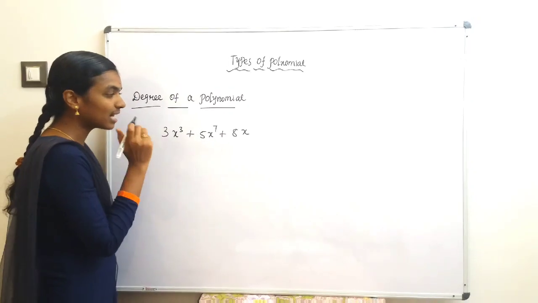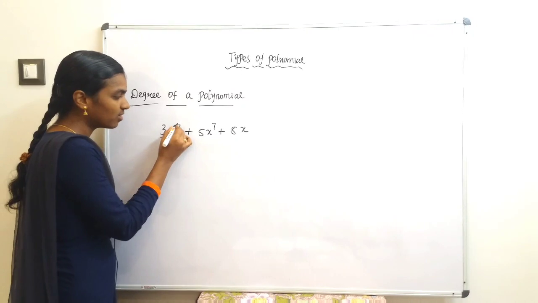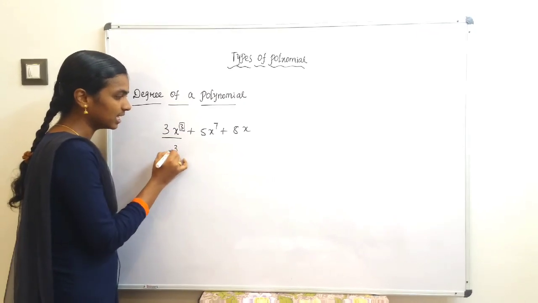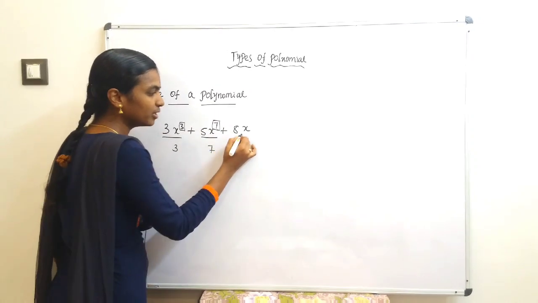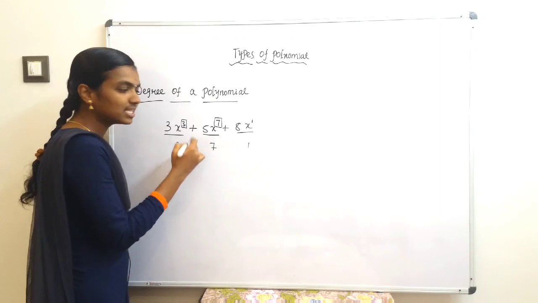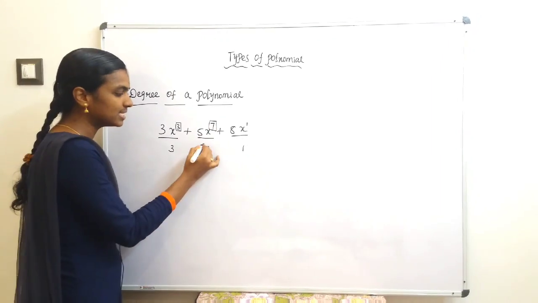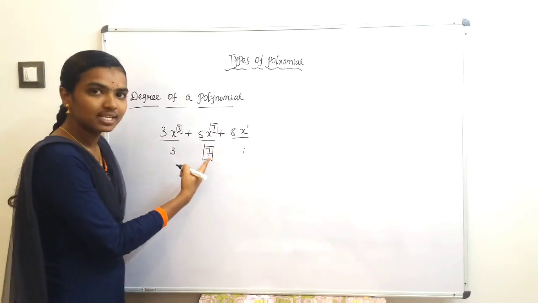So where is this highest power? We have to check each term. In the first term, what is the power? 3. Coming to the second term, what is the power? 7. Coming to the third term, the power is 1. So which one is the highest power of the variable? 7. Therefore our answer is: the degree of the polynomial is 7.